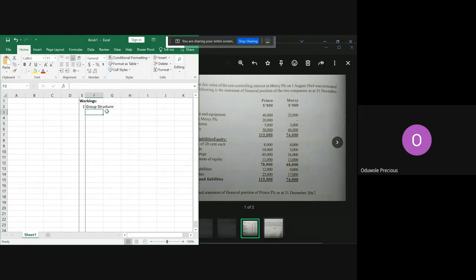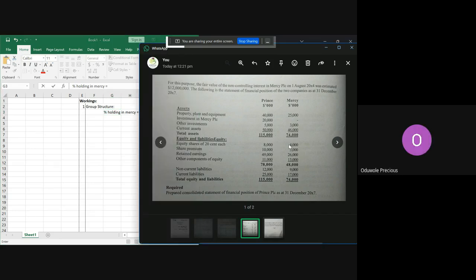So let me tag this as percentage holding in Messi, because I want to calculate the percentage out. So that will now be equals to all the shares in Messi. This is all the value of the shares. The value is different from the number of shares.